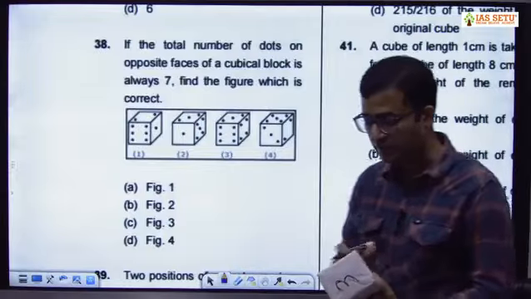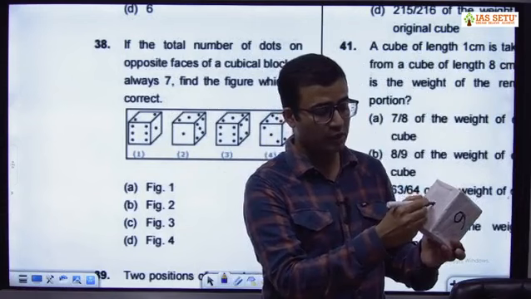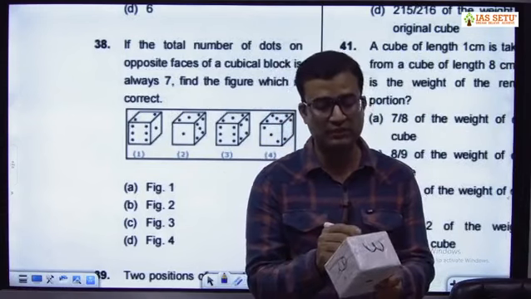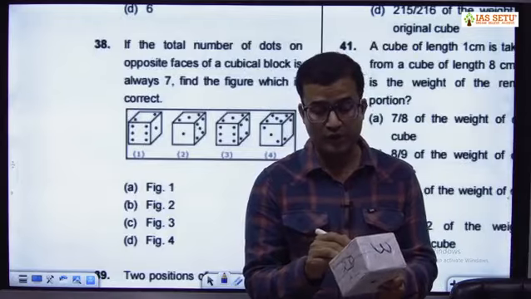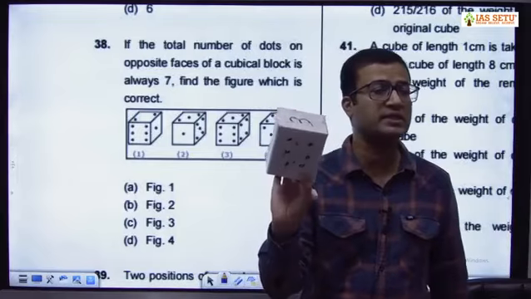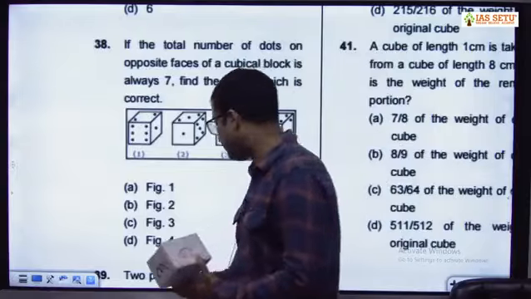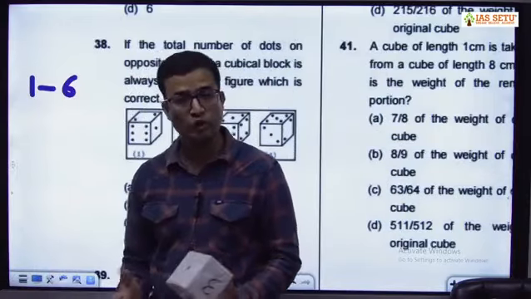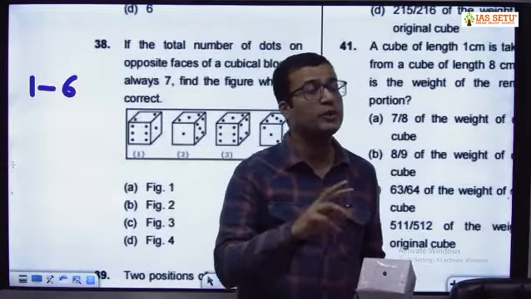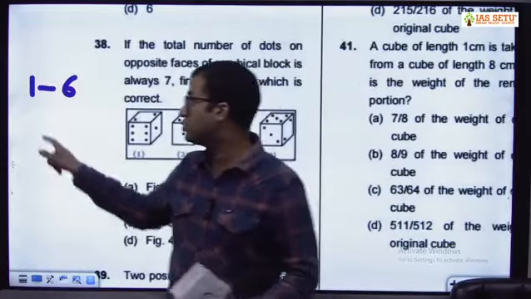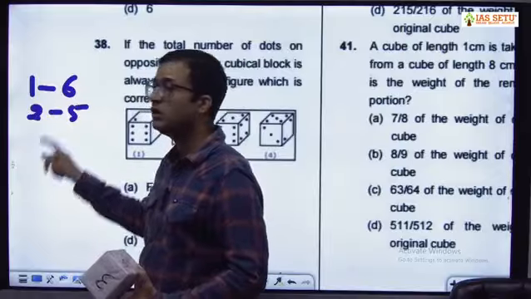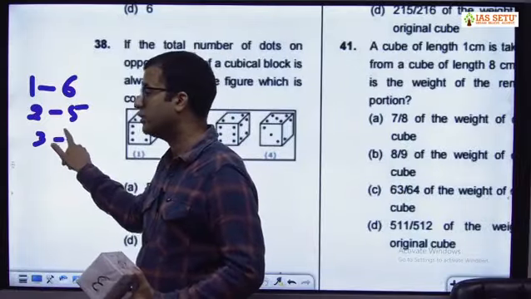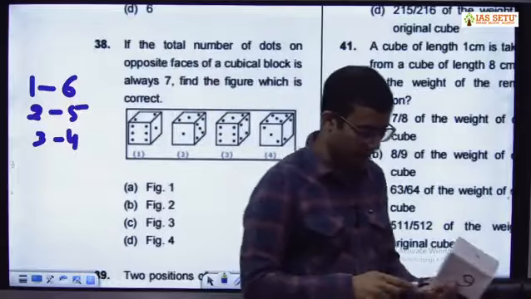How is it possible? Tell me, if I put one dot here, the opposite of one has to be 6. Total, meaning their sum should be 7. So how is it possible you get a 7? 1 plus 6, 7. So to satisfy this question, 1 and 6 have to be opposite. No other option. What should be opposite of 2? 5. Because 2 plus 5, 7. The opposite faces should have 2 and 5. What should be opposite of 3? 4. 3 plus 4, 7.